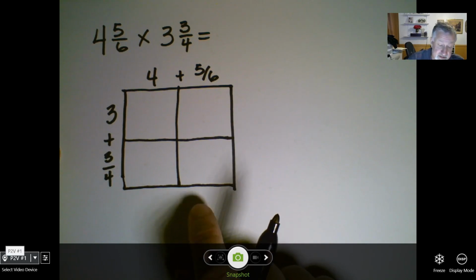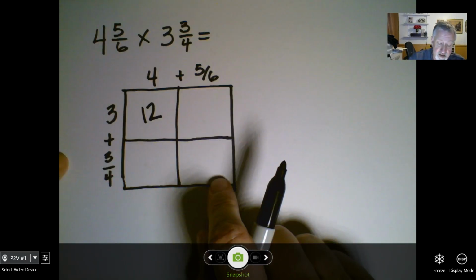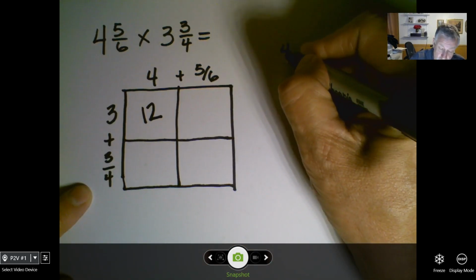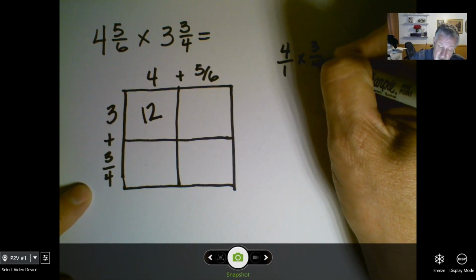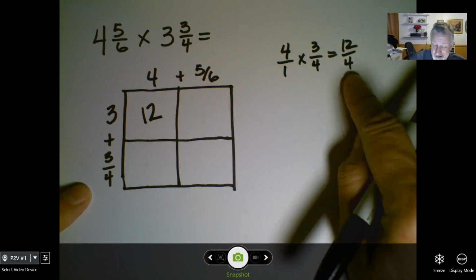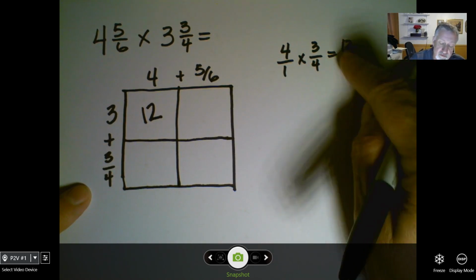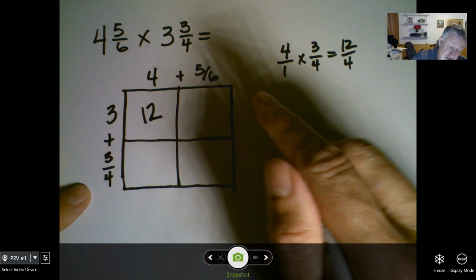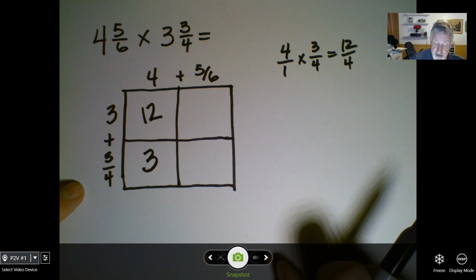Okay, the first one is easy. 3 by 4. 3 by 4 is 12. The next one, 4 by 3/4. So 4 as an improper fraction by 3/4 gives me 12/4. And if you're kind of sharp and catch things when they come up, you can see right away that 12 is divisible by 4. So really that's just a whole number of 3. To save myself a little work later, that's what I'm going to do. I'm just going to put my 3 in that box.